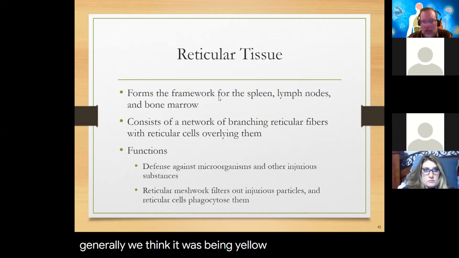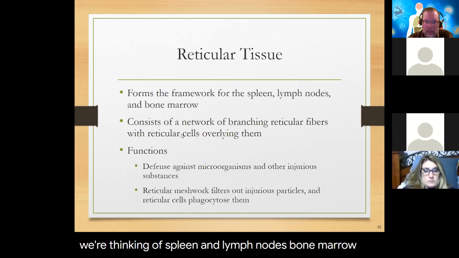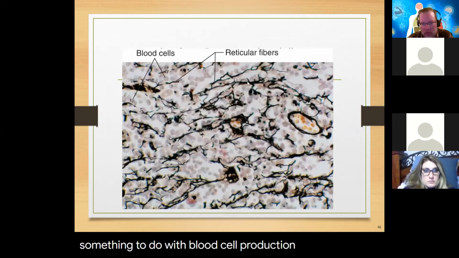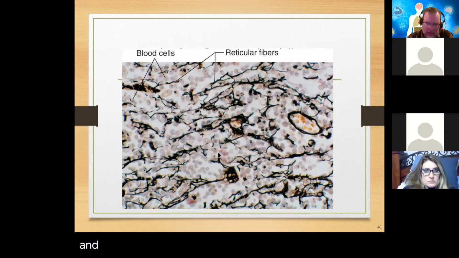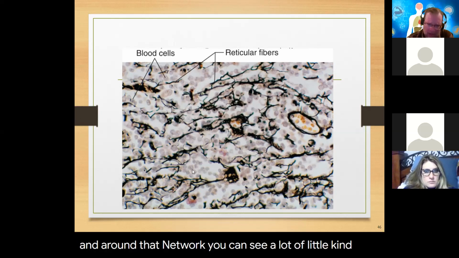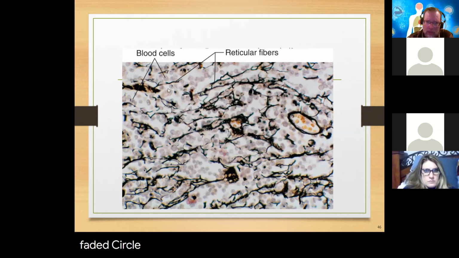Reticular tissue, again, we're thinking of spleen, lymph nodes, bone marrow, something to do with blood cell production. You can see there's quite a network of fibers, but within that network and around that network, you can see a lot of little kind of faded circles in there. Those are going to be red blood cells.